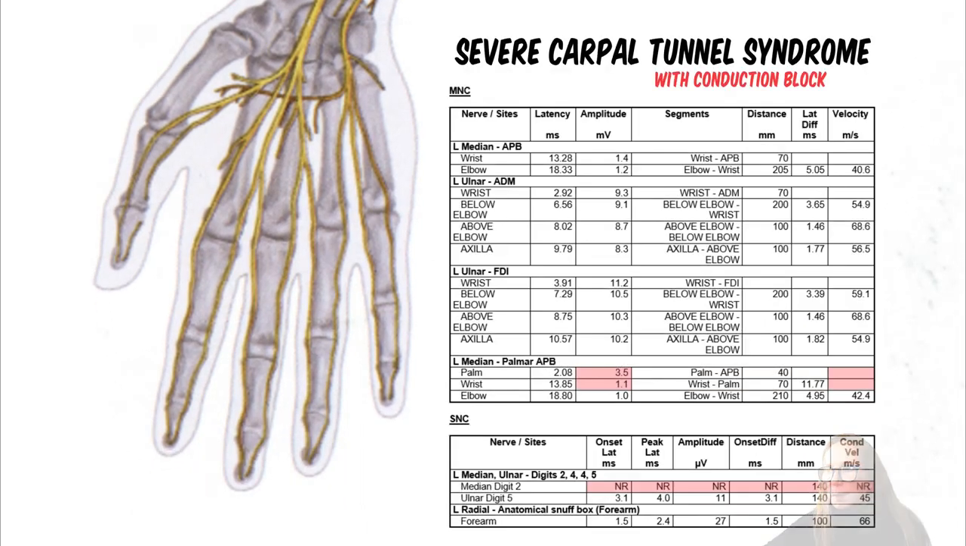And then finally, a severe carpal tunnel. If you look at the SNAPs, the amplitude of the median digit is NR. Of the ulnar small digit, it's 11. So really severe carpal tunnel. And when they're stimulating at the wrist above the carpal tunnel and reading off the APB, it's 1.1. But when they stimulate distal to the carpal tunnel in the palm and read off the APB, it's 3.5. So this is a severe carpal tunnel with conduction block.